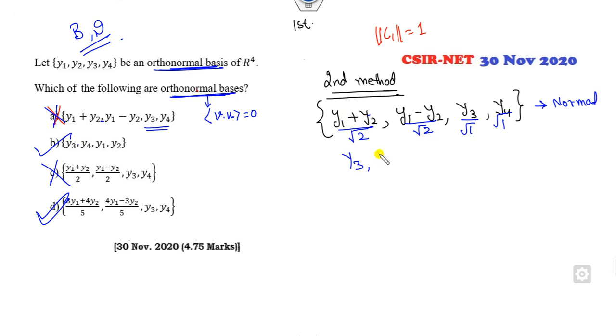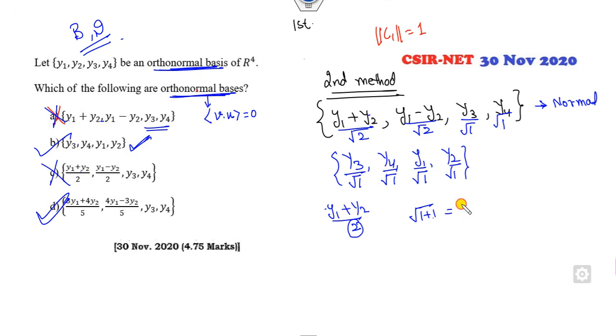Look at this one: y3, y4, y1, y2. What is the length of this? Root 1, root 1, root 1, root 1. Are they the same? Yes, they are the same. Similarly for this, what is y1 plus y2 over 2? What is the length of this? 1 plus 1, 2. But we need a root of 2. So it is again cancelled.